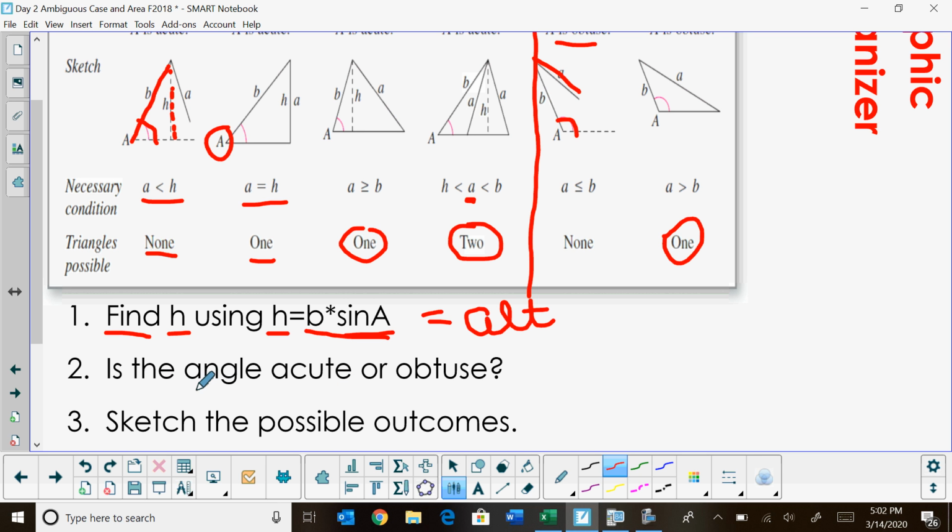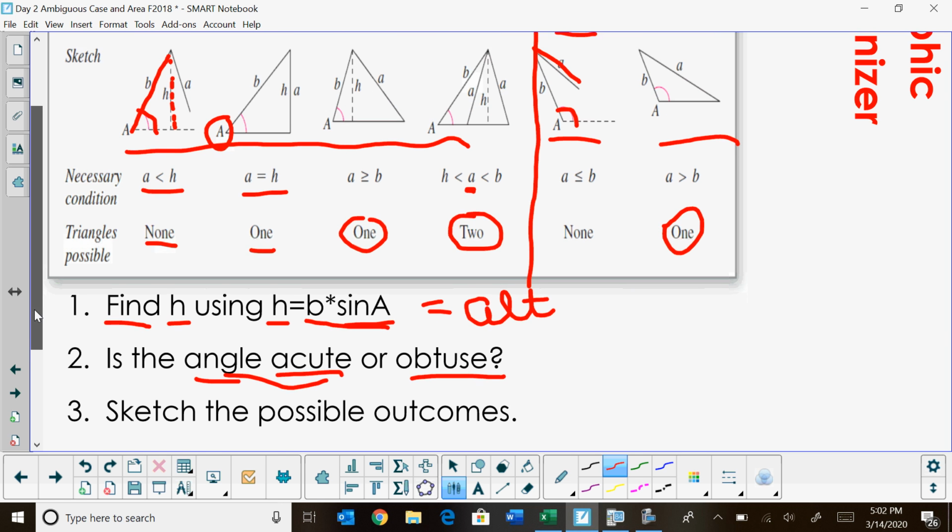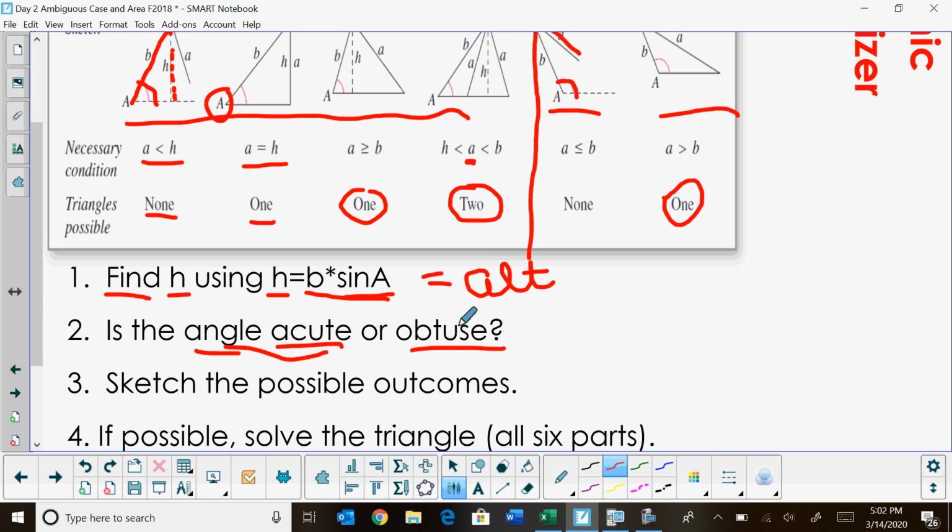You also need to look at the fact that is A an acute angle or an obtuse angle. If it's an acute angle, you're going to look at these four scenarios. If it's obtuse, you're going to look at these two scenarios. So we've got 4 cases for acute and 2 for obtuse. And after you look at your height, you decide if you have obtuse or acute, you're going to sketch the outcomes. So you're going to sketch one of these 6 scenarios.